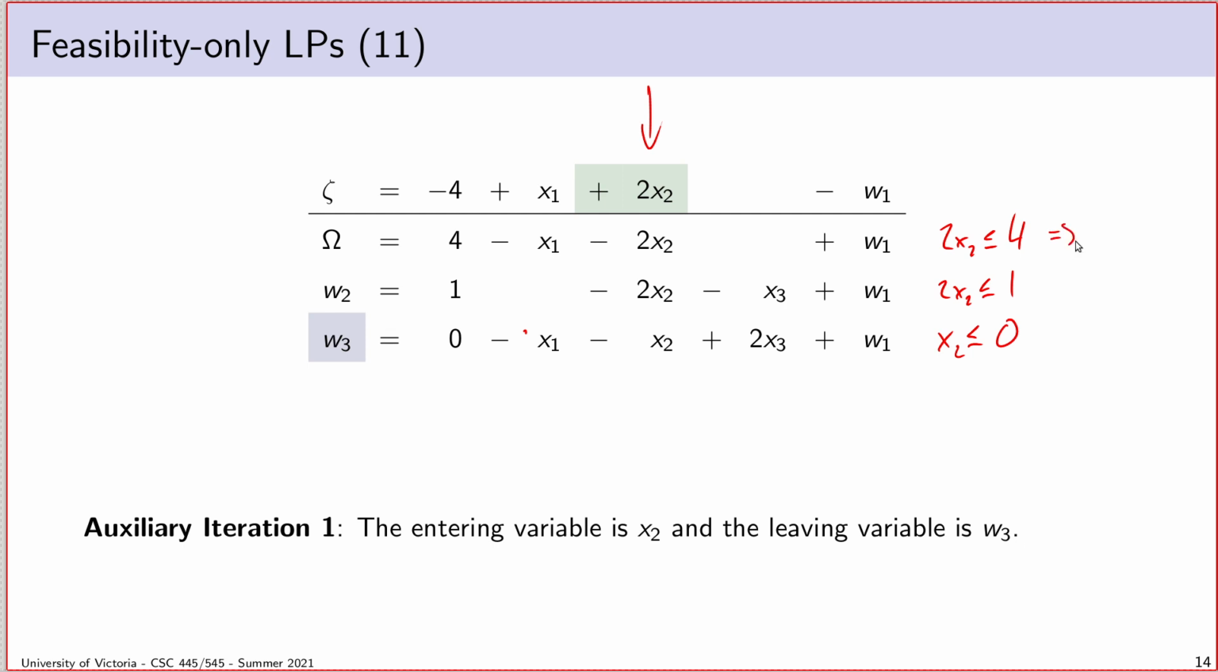I realize I should probably expand these out. So this is saying x2 is less than or equal to 2, and this is saying that x2 is less than or equal to 1/2. And we'll notice that this basic variable that got set to 0, because it is a possible leaving variable relative to the entering variable x2, automatically becomes the leaving variable because it imposes a very tight upper bound on x2. x2 has to be non-negative, and here the upper bound is 0.